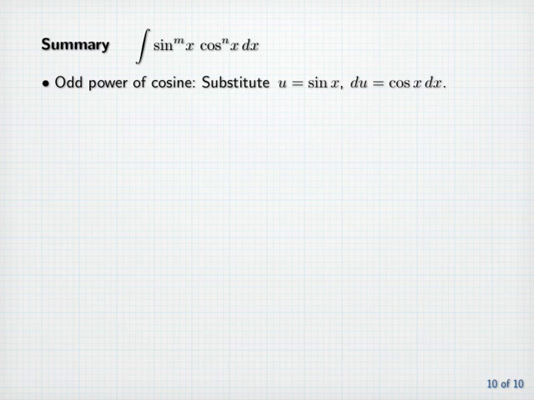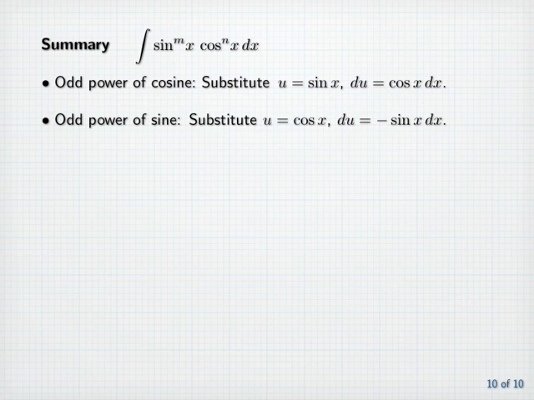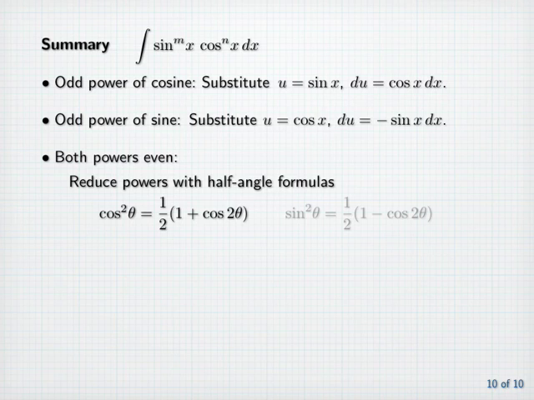If we have an odd power of sine, then we make the substitution u equals cosine x and du equals minus sine x dx after grouping sine x with dx and expressing the remainder of the integral in terms of cosine x. If both powers are even, then we have two ways of approaching things. We can either reduce powers with half-angle formulas or use integration by parts. Reduction formulas encapsulating a step of integration by parts are very useful there.